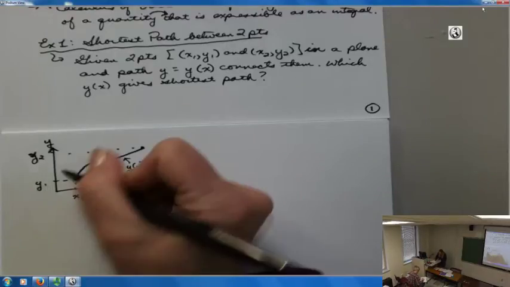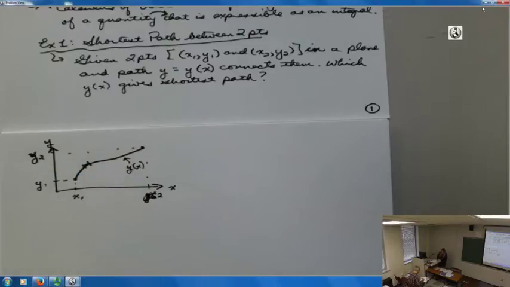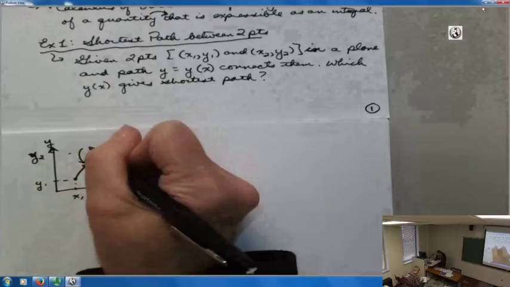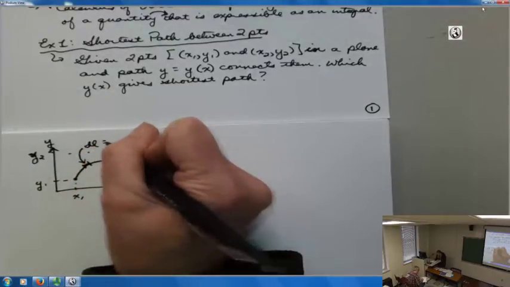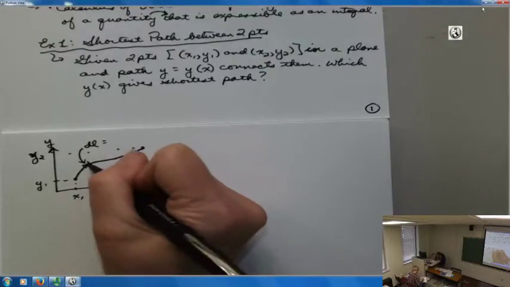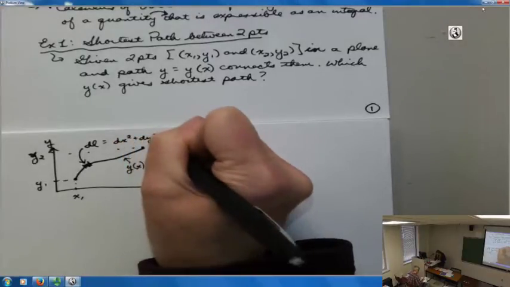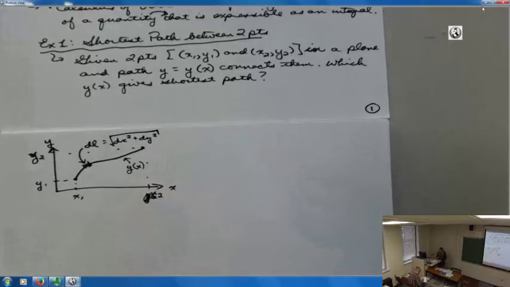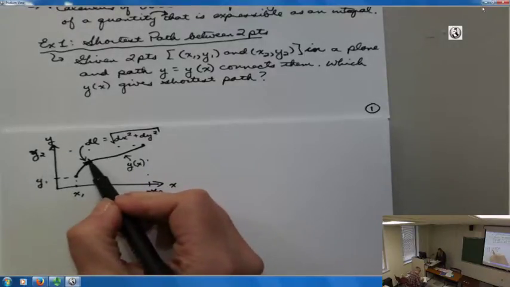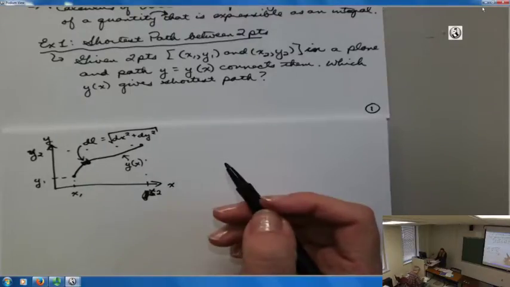Okay. So if I take a piece of that path, maybe an infinitesimal piece would be good, then the increment of length associated with that infinitesimal piece, dl, will be, okay, I go over an amount dx and up an amount dy, so that'll be the square root of dx squared plus dy squared. During that infinitesimal increment, I go over an amount dx and up an amount dy.